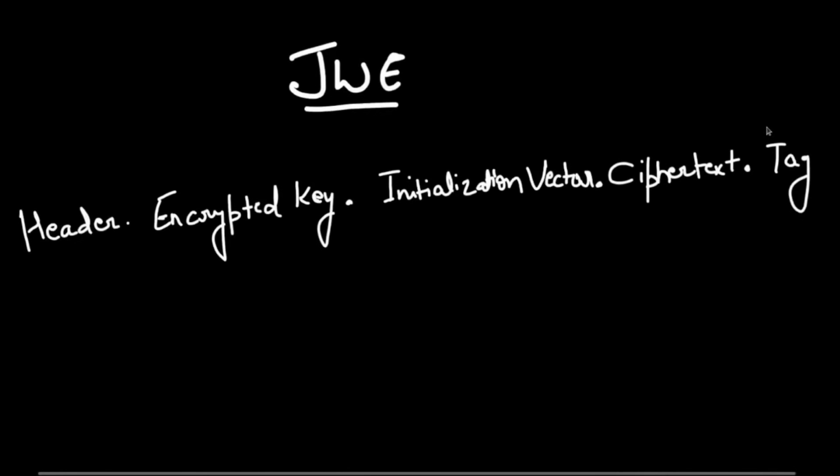Okay, now let's see what is JWE. JWE is basically JSON Web Encryption. It is used to encrypt your payload, and it will obviously ensure the privacy of your payload as well.